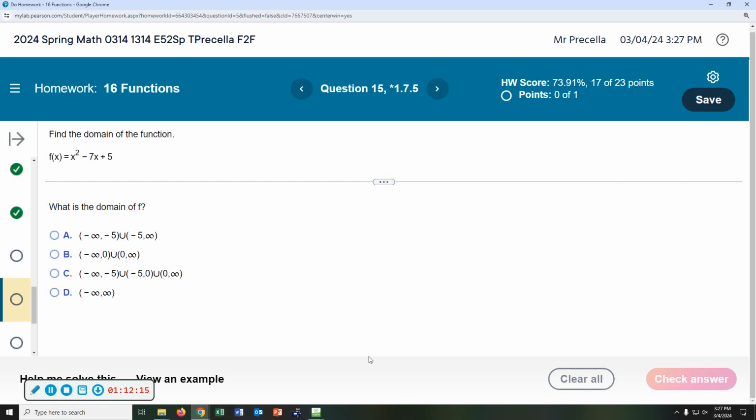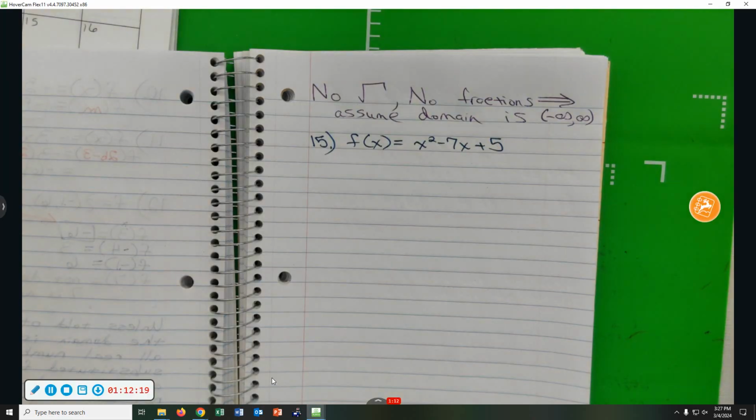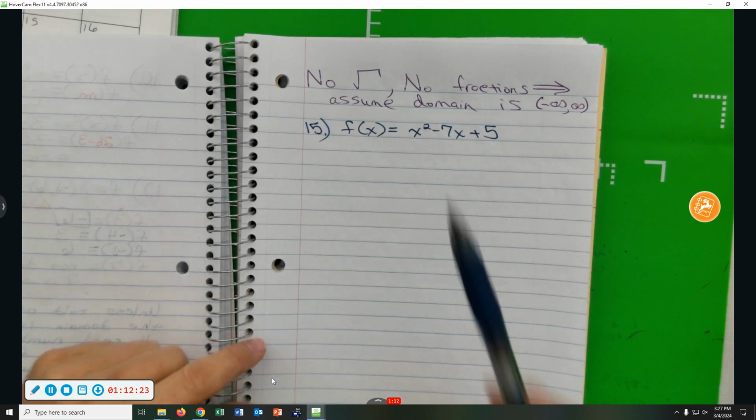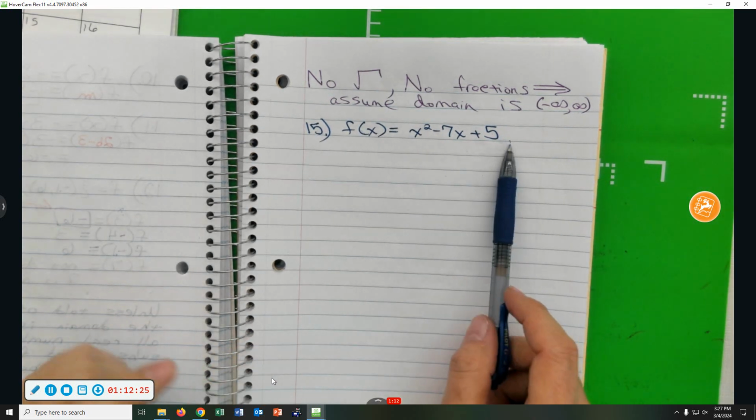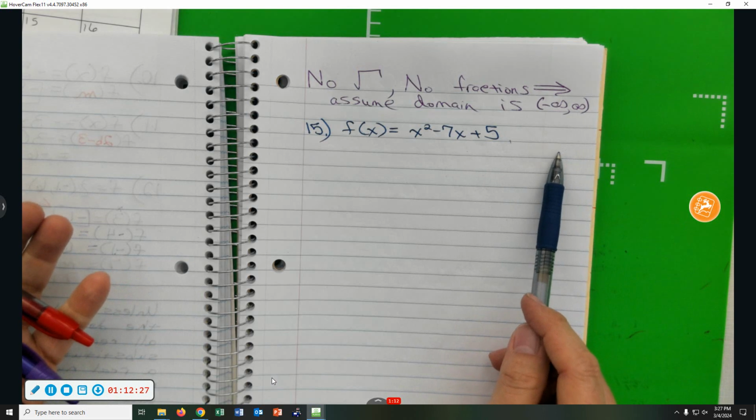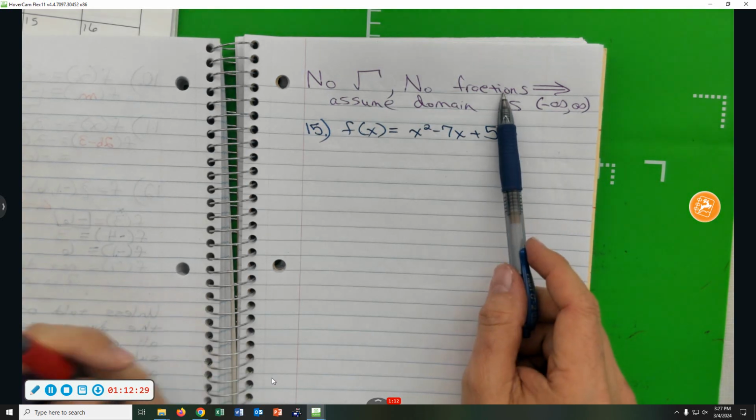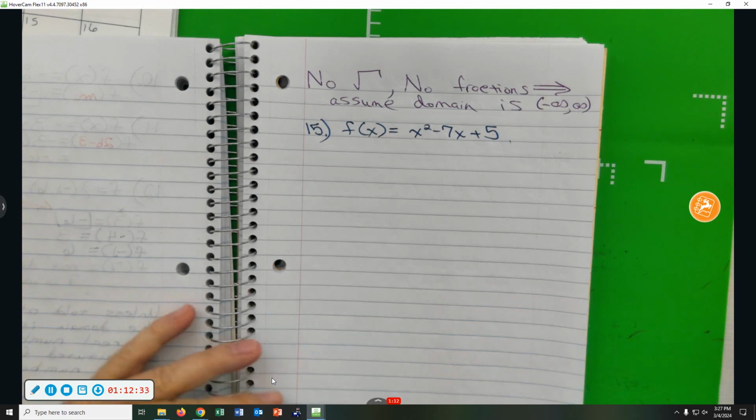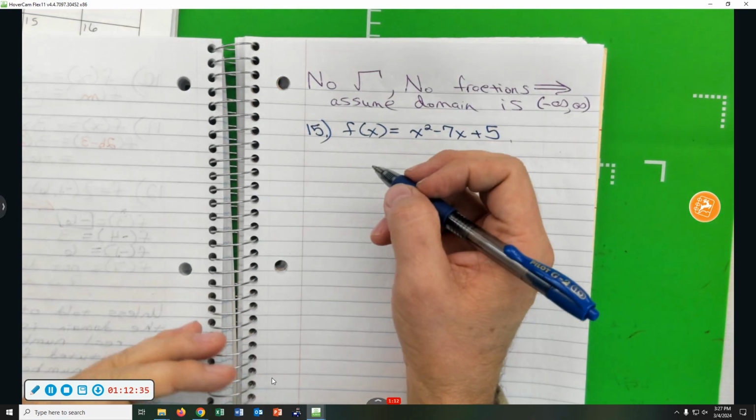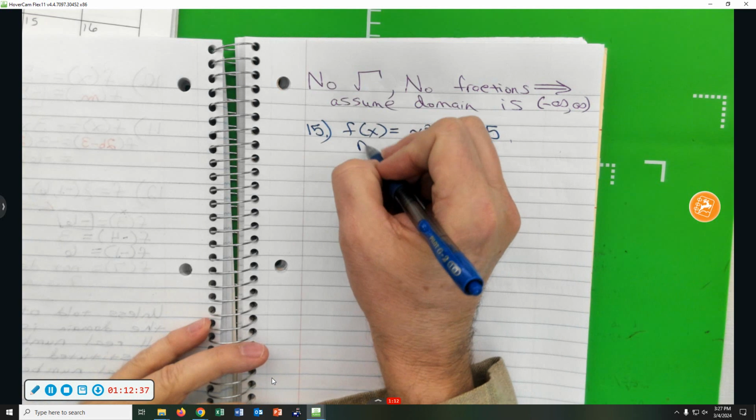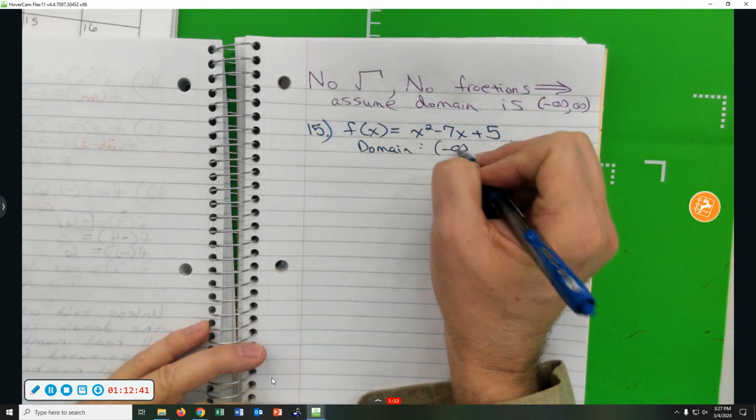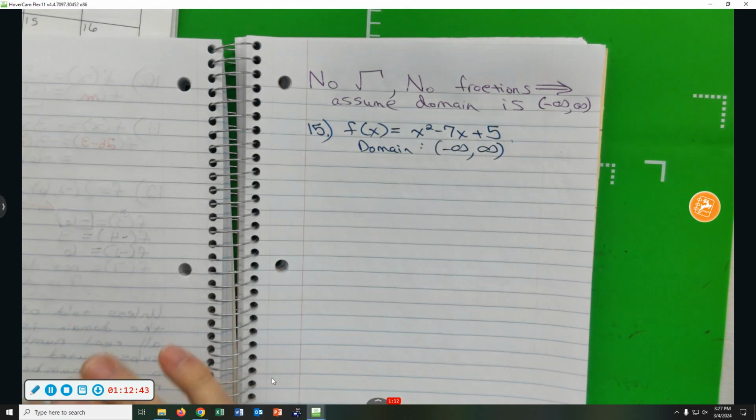Okay, let me switch over. First thing I always ask myself is, are there any square roots? Is this going to produce any imaginary numbers? And the answer is no. Are we going to get any undefined results? The answer is no. So what do you assume? Unless they tell you otherwise, the domain is negative infinity to positive infinity. All real numbers.